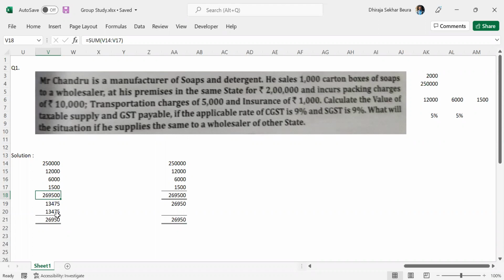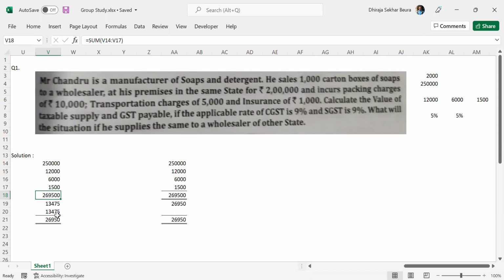So this price that we have calculated, 2,69,000 in this example, is whose price? Chandru's price or wholesaler's price? It is the selling price of Mr. Chandru, so that is the purchase price of the wholesaler. But the selling price of the wholesaler is not provided.